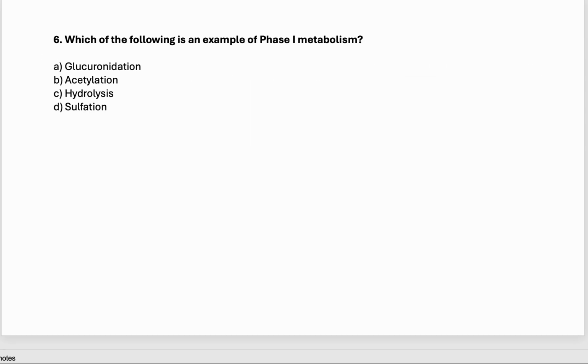So I'll explain phase one and phase two after this. I hope you've been through the lesson. Even if that's not the case, we'll discuss this. Which of the following is an example of phase one metabolism? A. Glucuronidation, B. Acetylation, C. Hydrolysis, D. Sulfation. Yeah, perfect.